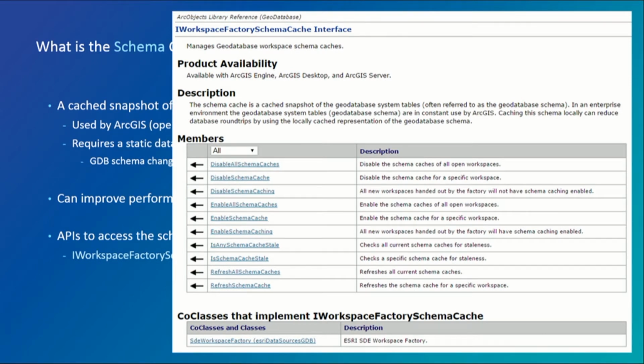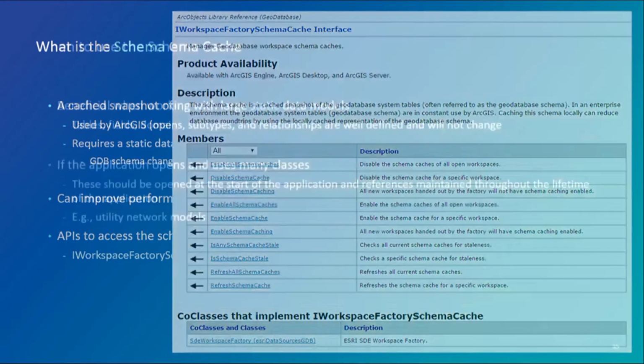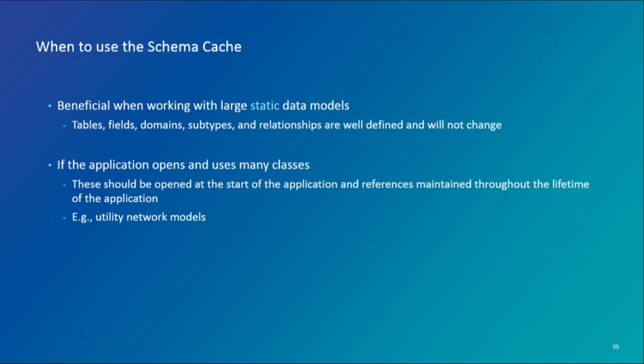So here are the APIs to do that. You can see enable schema cache and is it stale? So it can become stale because we said this is really for static data models, right? And when should you use it? Well, you should use it if you know the operation you're going to do will open many tables. An example is a geometric network or a utility model where there are a lot of classes that will benefit from having the round trip removed from looking for the metadata.